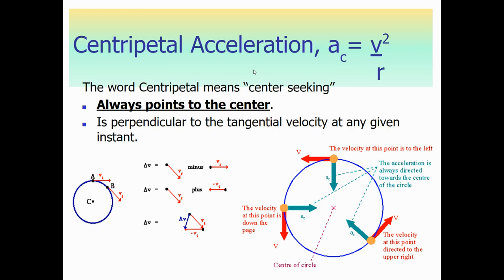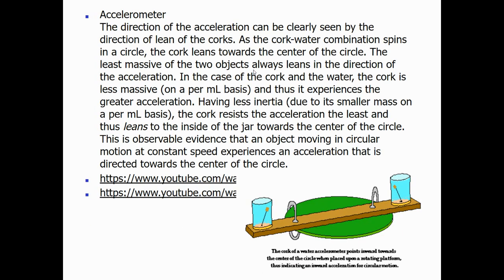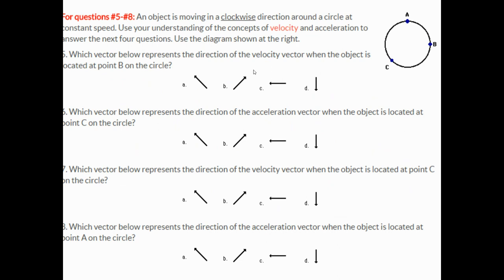All right, so we have kind of what this was looking like. This is straight off of a website, Physics Classroom. An object that is moving clockwise. You guys know what clockwise looks like? All right, because the thing would be turning from A towards B towards C. Which vector below represents the direction of the velocity when the object is located at point B?